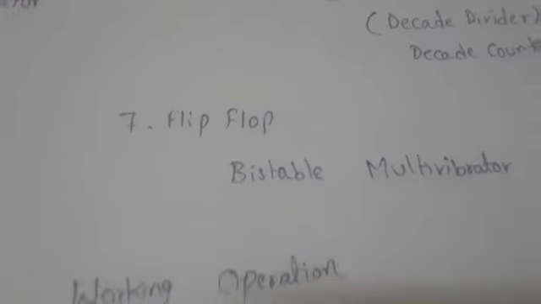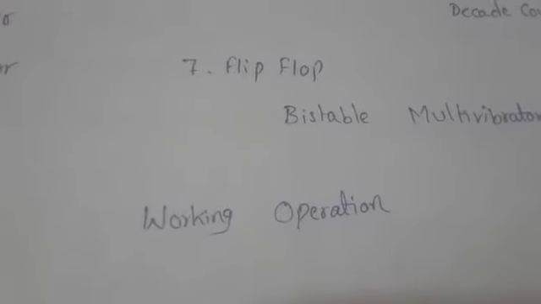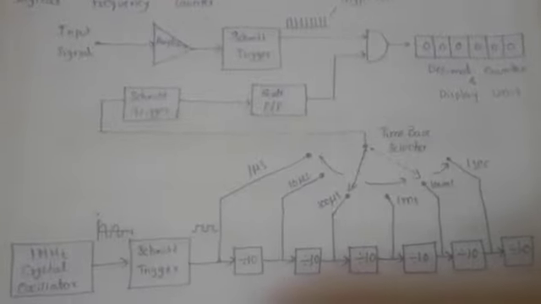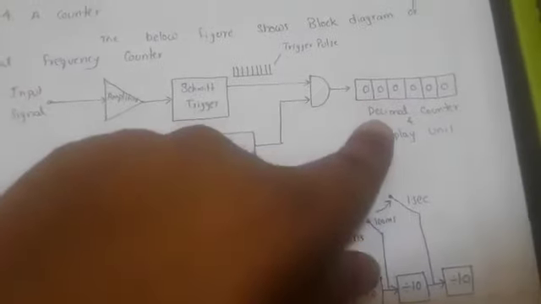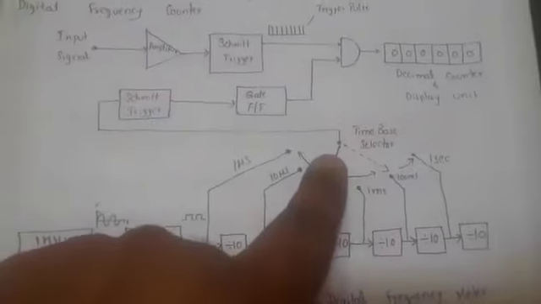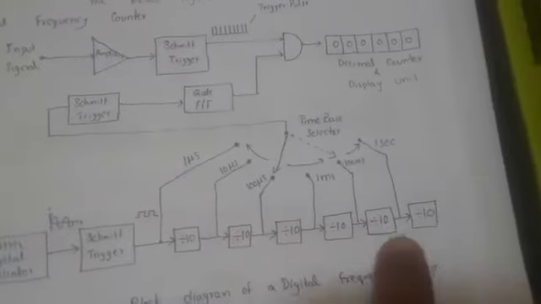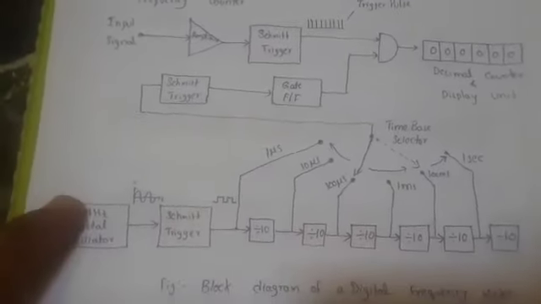Now we see the working operation of digital frequency counter. So this one is your block diagram of digital frequency counter. In this we have 7 components: amplifier, Schmitt trigger, AND gate, and a counter, crystal oscillator, time based selector, and a flip flop, gate flip flop, and these are the decade counters. Now we see the working operation of this frequency meter.